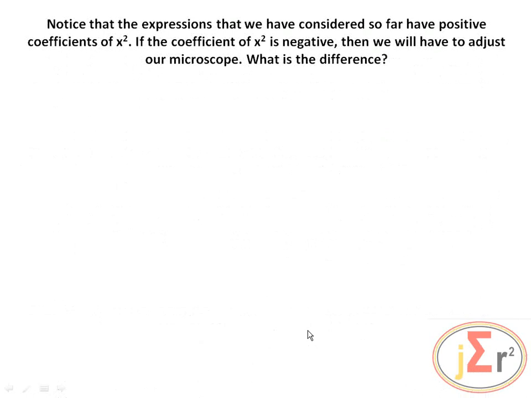Notice that the expressions that we have considered so far have positive coefficients of x squared. If the coefficient of x squared is negative, then we will have to adjust our microscope. What is the difference?